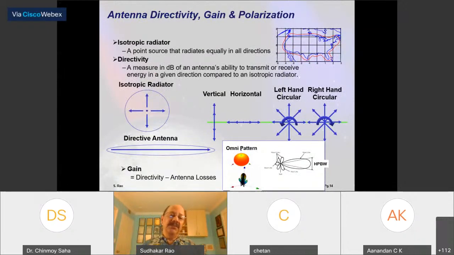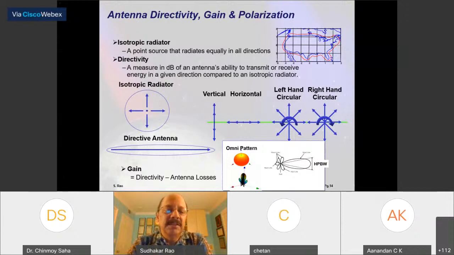So directivity. Directivity or gain is always referred to an isotropic source. An isotropic source doesn't exist in practice. It's only for theoretical calibrations. It's a point source that radiates equally in all directions, in copole, no cross pole. So an isotropic radiator doesn't exist.